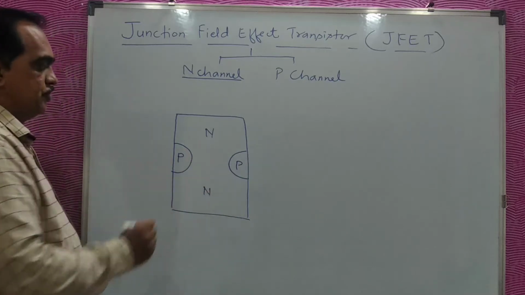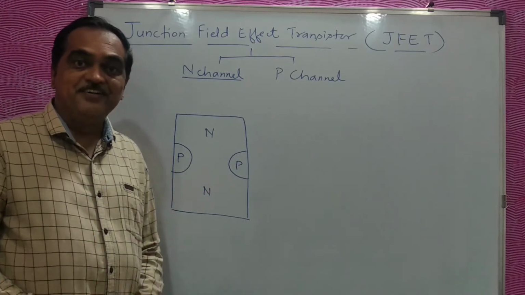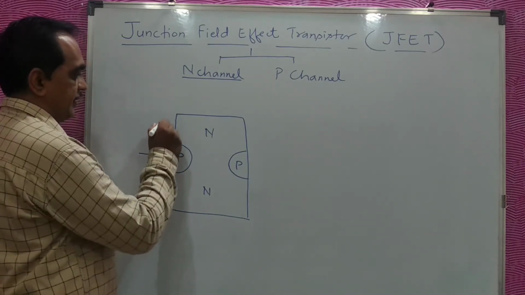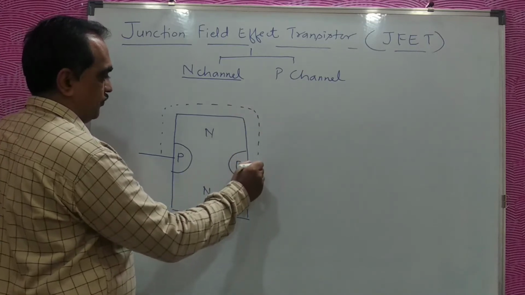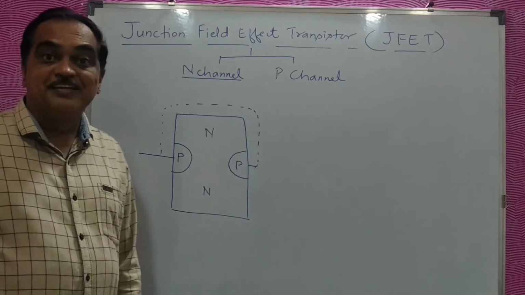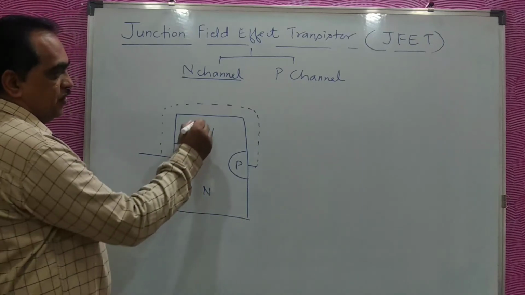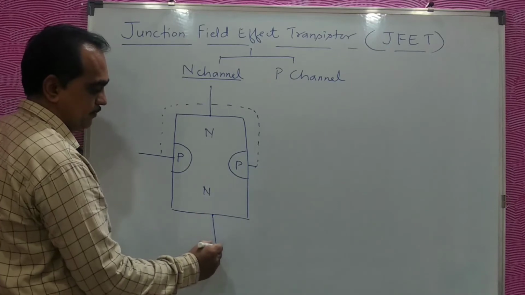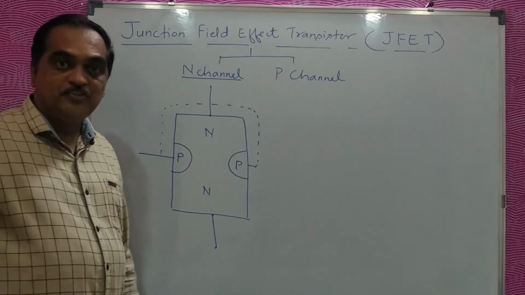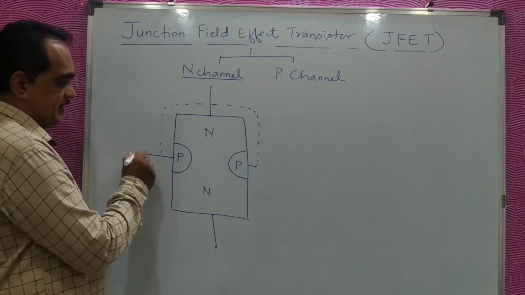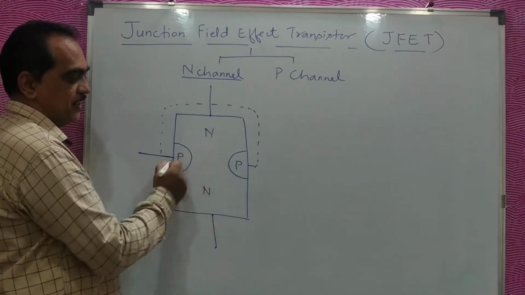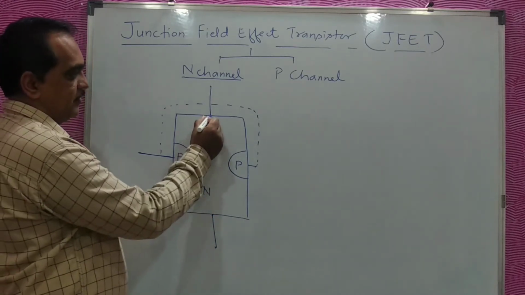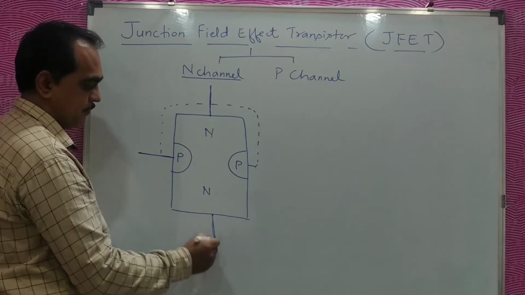So here you will be having P type of semiconductor, and here you will be having P type of semiconductor. Now both these P type of semiconductors are internally connected. Then you can take one terminal here and one terminal here. So now there are three terminals what we are showing. One is here, which is connected to both P-type terminals, and one is on the bar on either side.